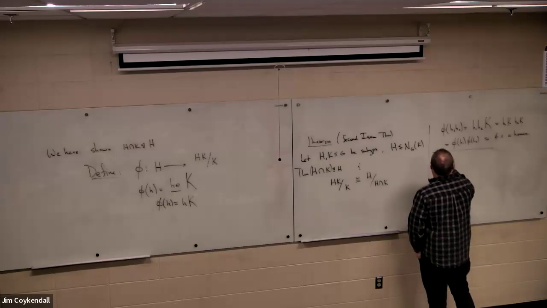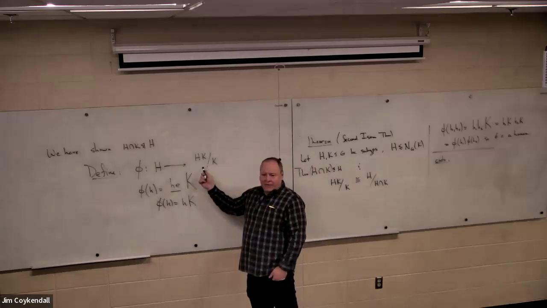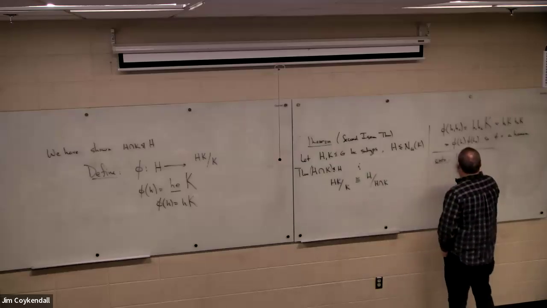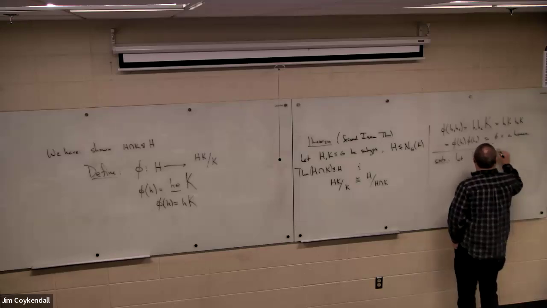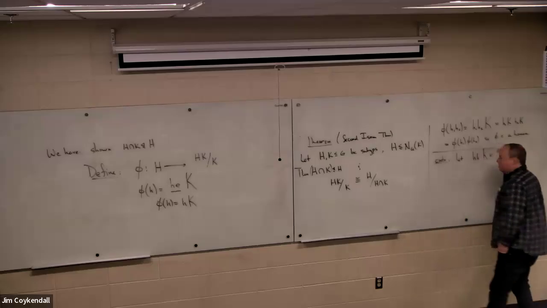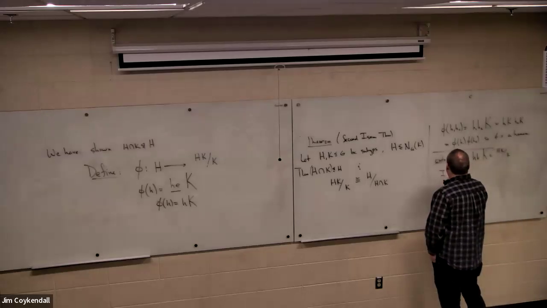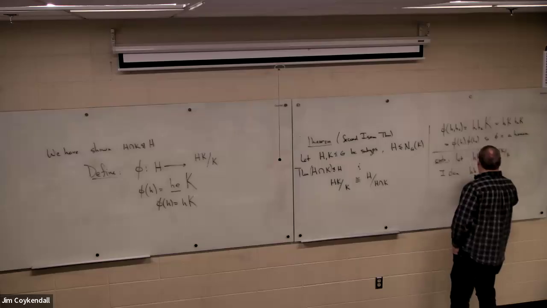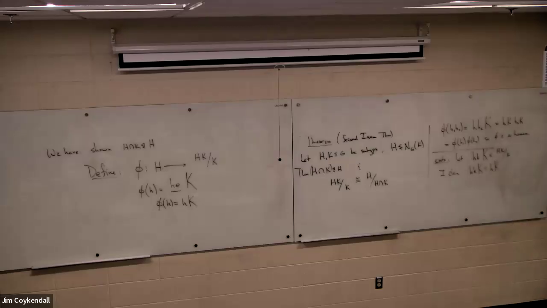I'm going to show that this is onto. What does a typical element of this look like? Some H and some K. Right, so okay, I claim first that these two cosets are the same coset.